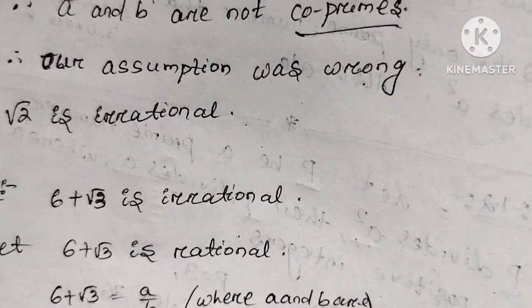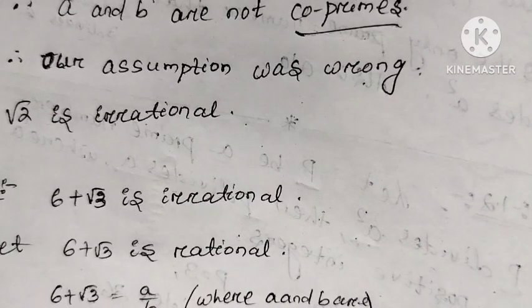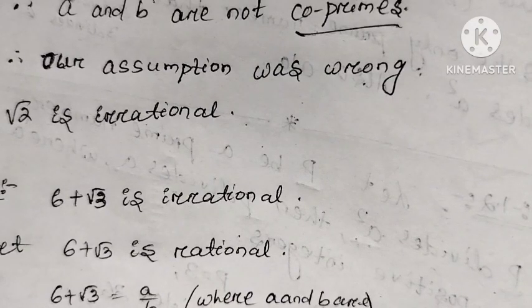And another thing, how to prove it for b. That's why 2c is equal to a, where c is any constant. Squaring both sides, same thing: 2b squared is equal to 4c squared, which is a squared. Then 2 divides b squared, then 2 divides b. a and b have a common factor 2. That's why a and b are not co-prime.